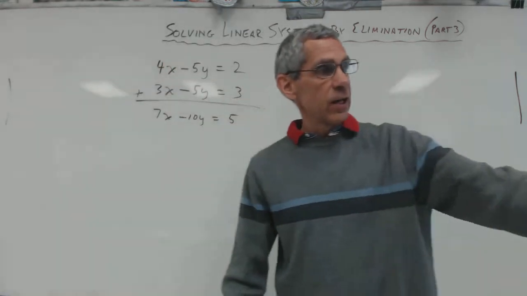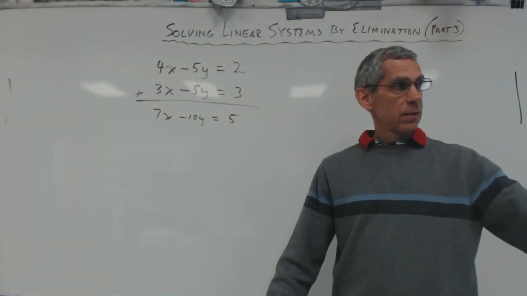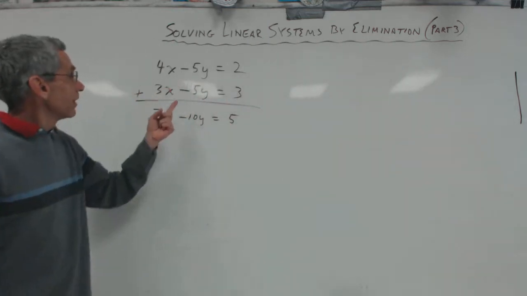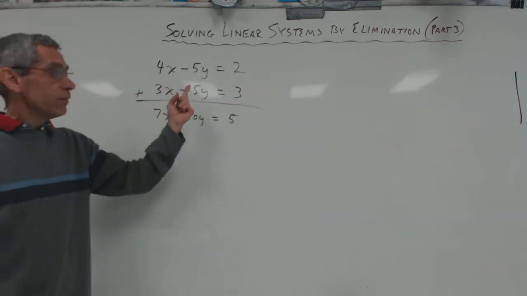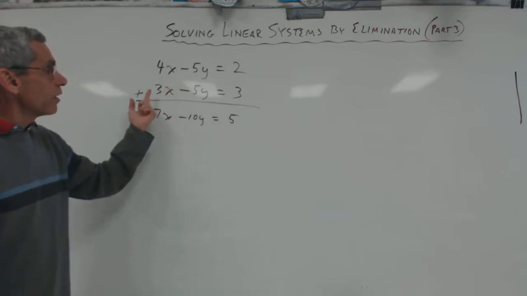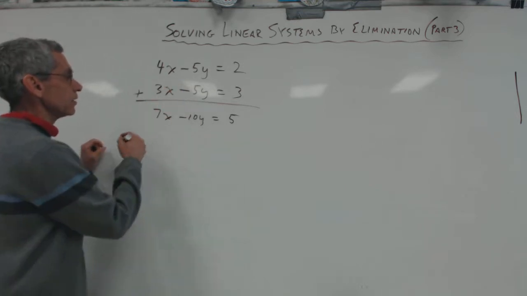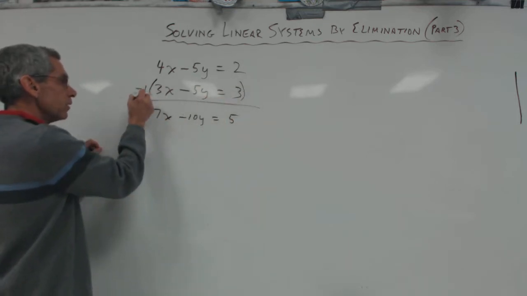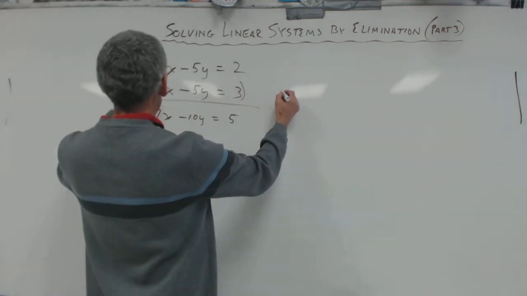So I've got to do something. Notice they're so close, right? Times it by negative 1. One of them we'll do by negative 1. It doesn't matter which one. Let's just do the bottom one by negative 1.